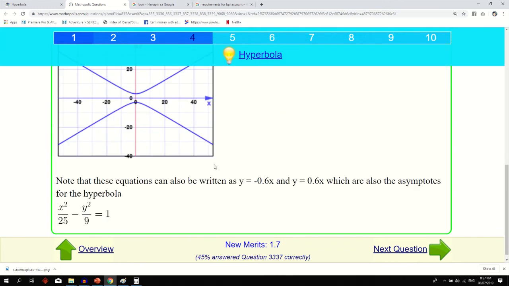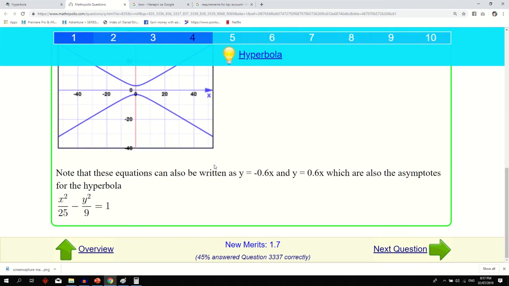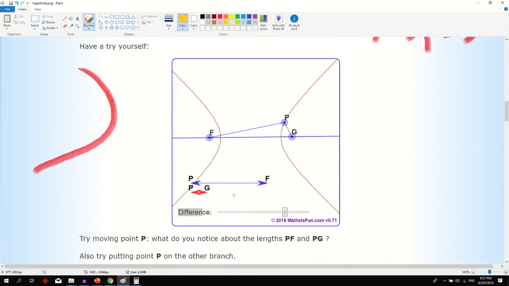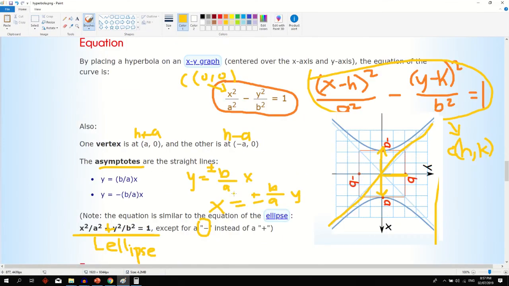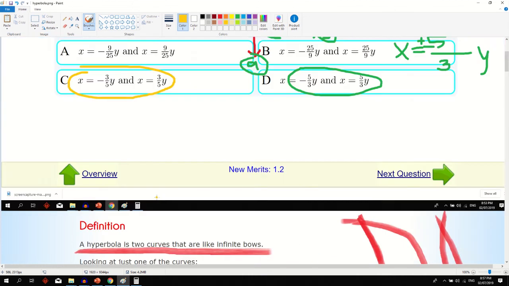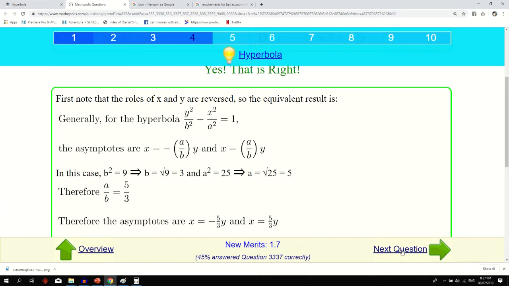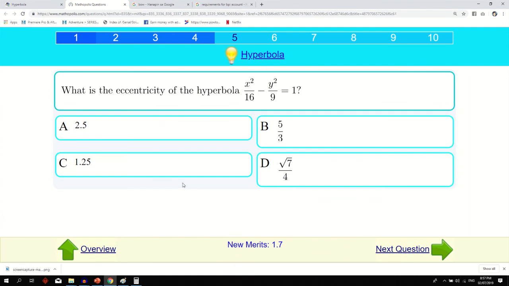Instead of having y equals b over a x, they interchange that into a over b. For me, still the major axis has a here. This should be a, and the minor axis should be b. Okay, we got that question correctly. Only 45% got it correct.